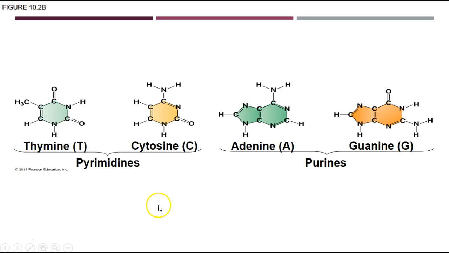Thymine and cytosine belong to a class of chemicals called pyrimidines. They have a single ring structure, 6-carbon ring structure there, with a couple of amino groups attached or part of the structure. And then adenine and guanine belong to a group called the purines, and they have 2 ring structures, a hexagon and a pentagon, that are attached together. And these are called the purines. These are called pyrimidines.